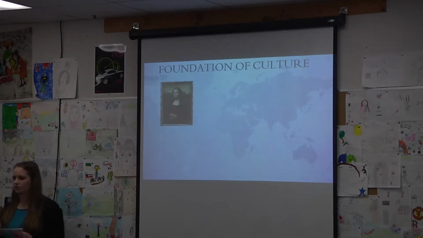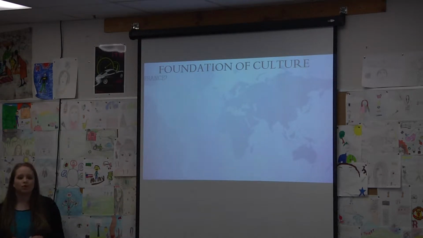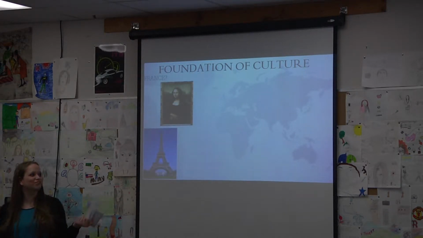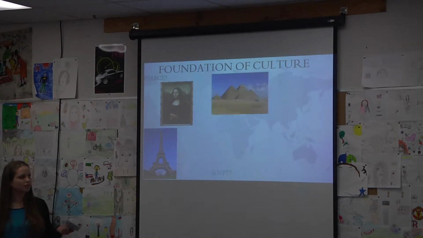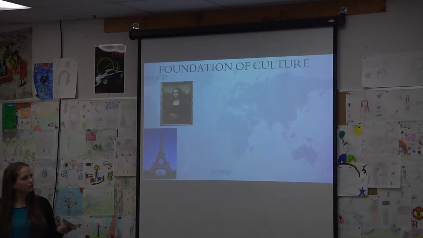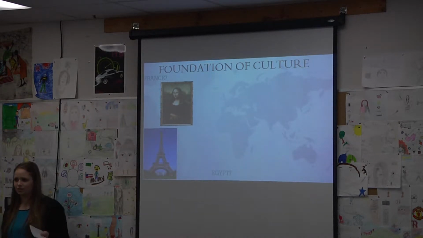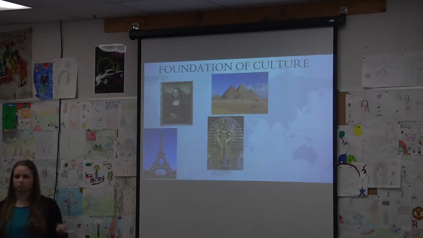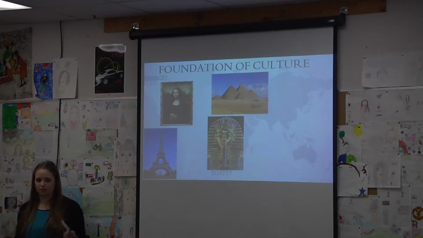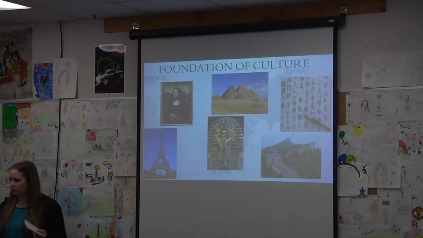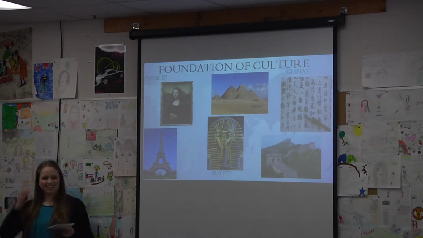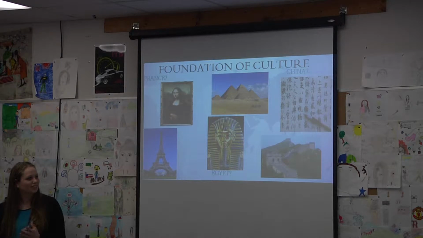So I'm just going to ask you guys a couple questions. When you think of France, you think of the Eiffel Tower or perhaps the Mona Lisa. Even though the Mona Lisa is Italian, it's housed in France. How about Egypt? Probably think of the Great Pyramids of Giza or any Egyptian art such as hieroglyphics or the Death Mask of Tutankhamun. China, you can think of either the Great Wall of China or Chinese calligraphy.